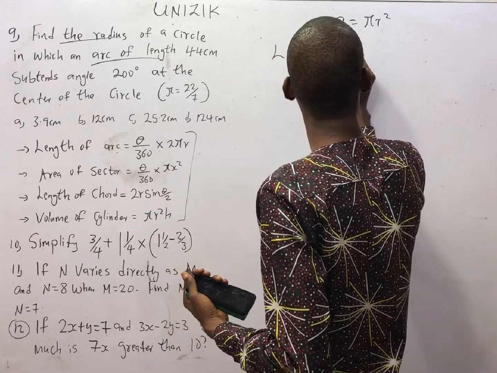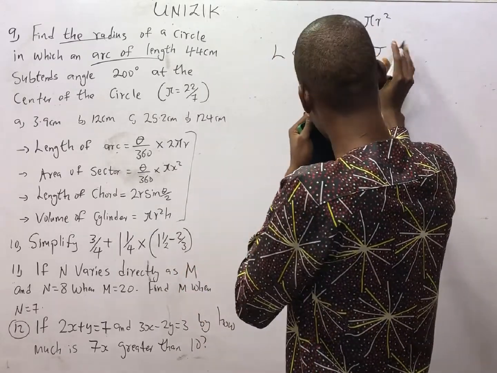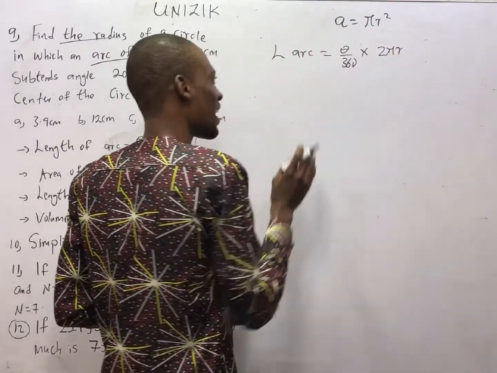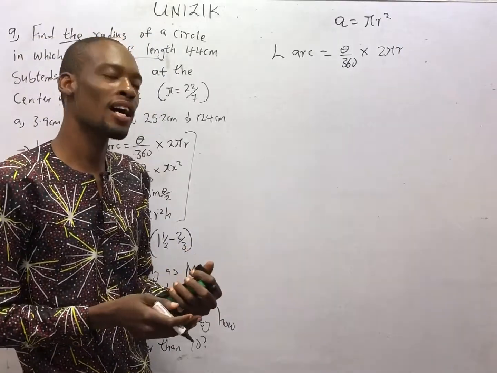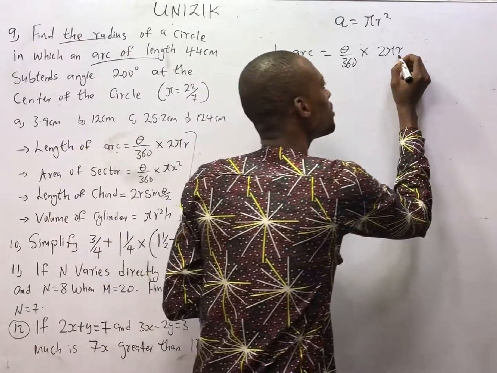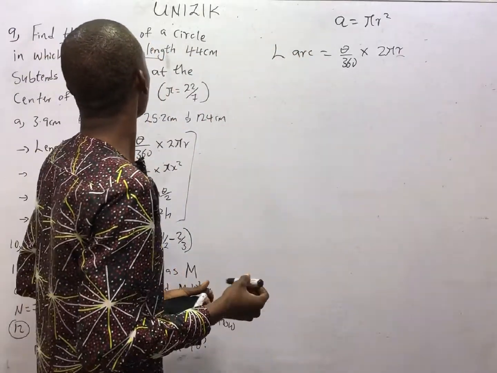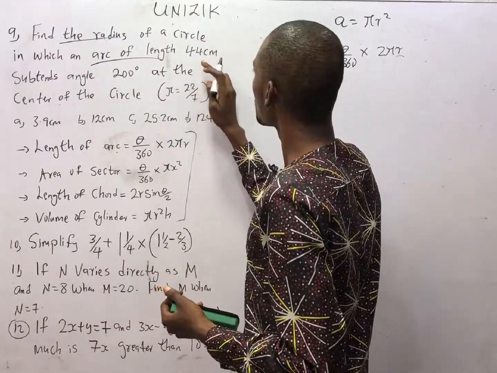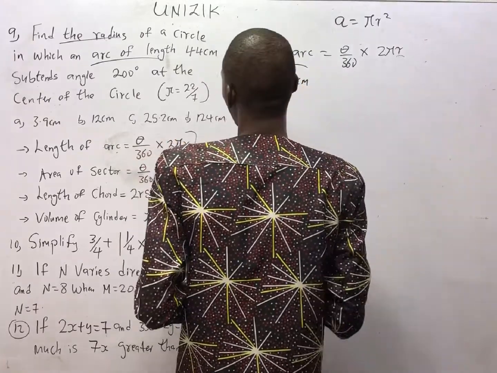is equal to theta over 360 times 2 pi r. This is the length of an arc. Theta over 360 times 2 pi r. Here they say find the radius. It simply means that the radius is not given. That's 1. 2. In which an arc of length 44 cm. So the length of arc is 44 cm.